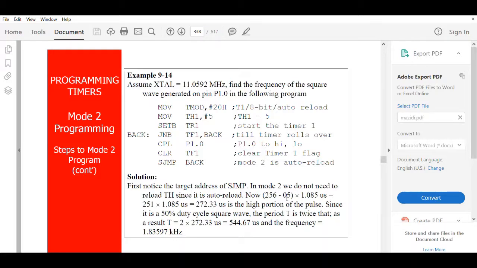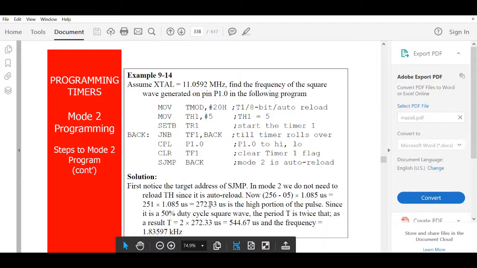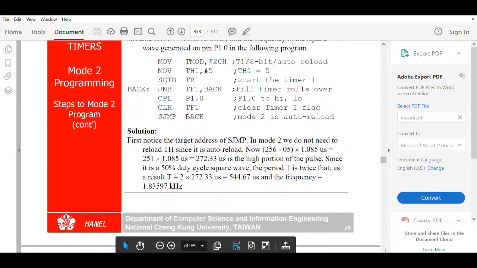So in this particular case, we have written it in decimal itself. So FF is 256 minus 5, into 1.085 microsecond. So you'll get 272.33 microseconds in the high portion of the pulse, and for the total period you'll multiply it with 2. So you have the total time period, and 1 by the time period will give you the frequency.